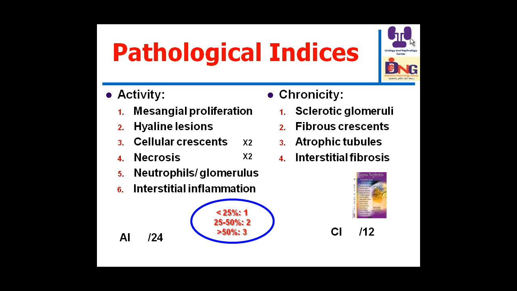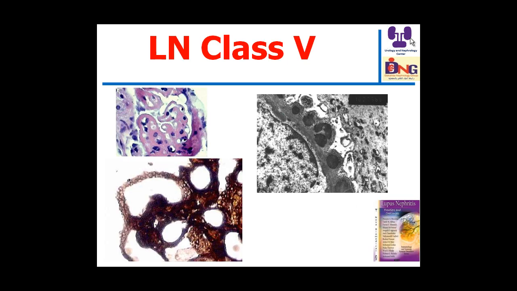So it is important to look at the pathological indices. If you have very high activity and very low chronicity, this means that the disease is active. And vice versa, if you find the activity index is low and the chronicity lesion is high, this means that chronicity is there. Class 5 is membranous lupus.